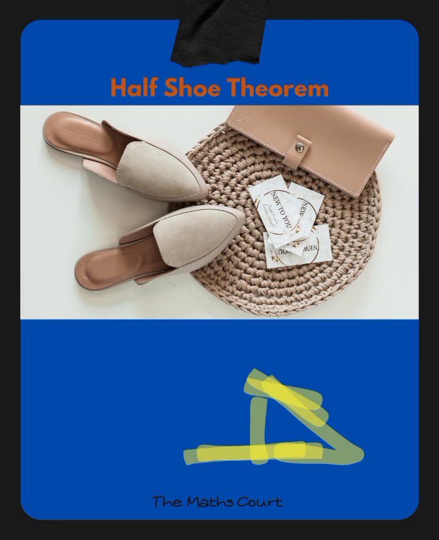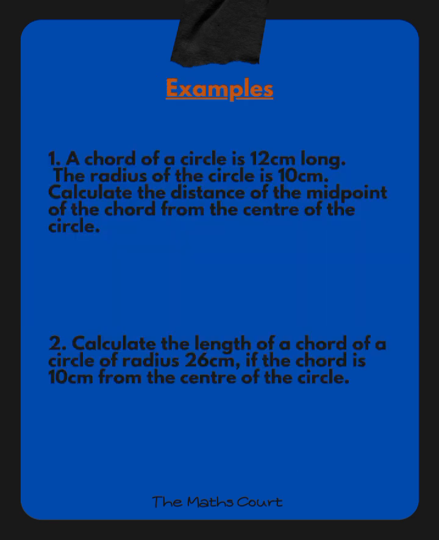You have the tip, you have the base, then you have a bisector from the center of the circle to the chord. So I call it a half-shoe theorem. Wherever I see a half-shoe, I know this is the first theorem. It helps you not to mix up these theorems.